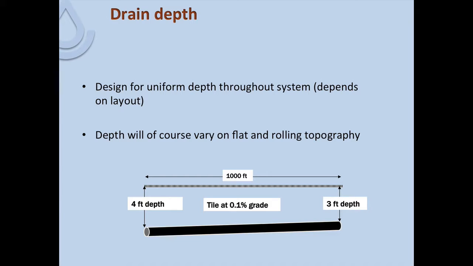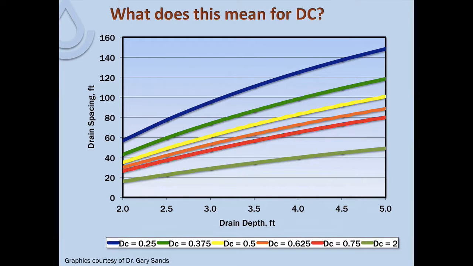So one extreme here, looking at a tabletop flat field, 1,000 feet run. If we start at a 3-foot depth and use a relatively shallow grade of 0.1%, over the 1,000 feet, then we're going to drop a foot with our tile grade, and so we'll be 4 feet below the surface. And so that difference in depth then is going to result in a difference in drainage coefficient. And so if this is that set of drainage coefficient curves relative to depth and spacing, by changing from that 3-foot depth to the 4-foot depth, we're going from here a drainage coefficient of 1/4 inch per day to a drainage coefficient of 3/8 inch per day.